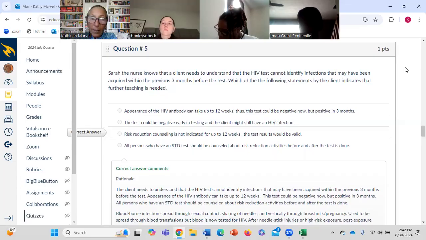Right. So if the client says, oh, counseling is not indicated for up to 12 weeks because the test is valid as is. It's not. Okay, the other 3 answers are correct. The appearance of the HIV antibody can take up to 12 weeks. That's why the test could be negative now, but positive in 3 months. Okay. That's another one I went back and forth with.